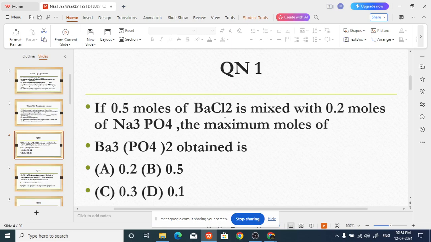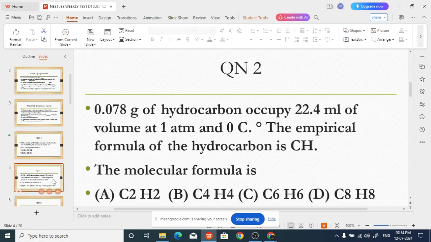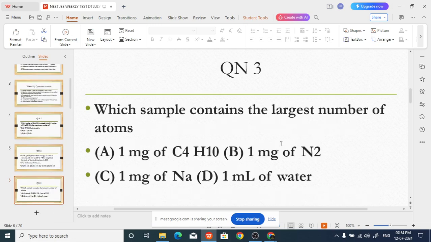So that is the question actually. But you should know the equation, then only you can answer this question. BaCl2 plus Na3PO4, if these two react, then you get barium phosphate. You have to equate the equation and then solve the problem. Okay, I think since you don't know the theory, then let me not do this either. I will go to the next. Which sample contains the largest number of atoms? Which sample contains the largest number of atoms?